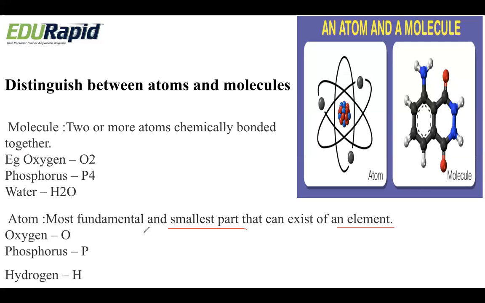Let us see some examples for atom, that is oxygen, phosphorus, and hydrogen, H. So these are some examples of atoms. Atoms together form the molecule.